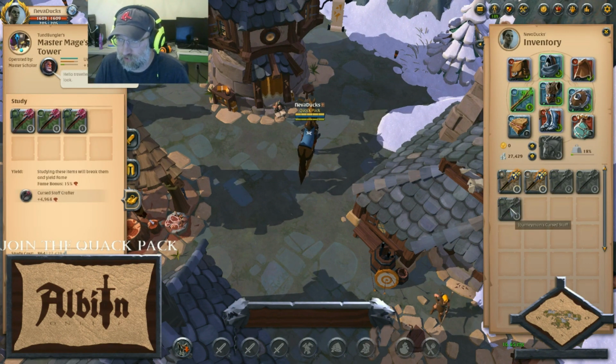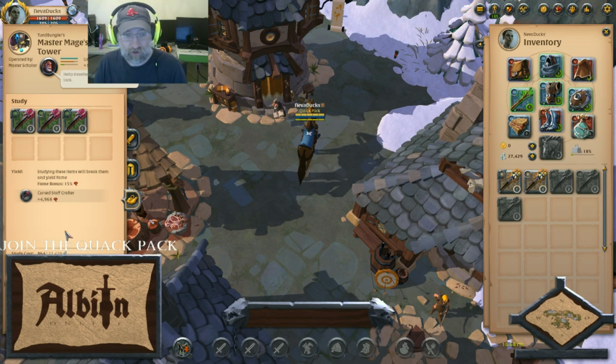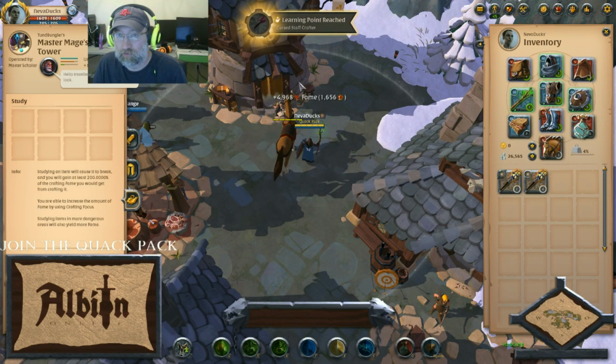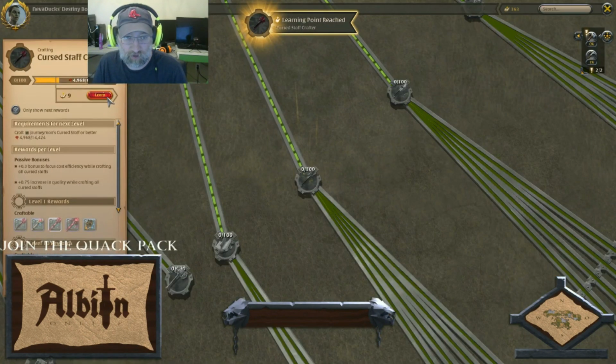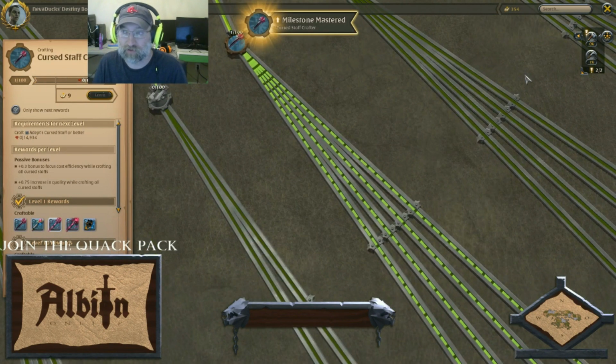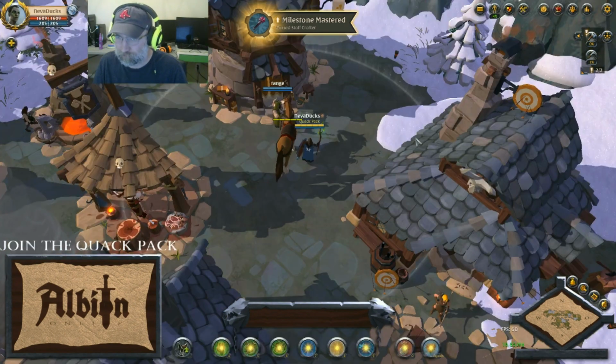So let's drop all these. It takes 9, 10, 11, 12 staffs to get 4,968. And that'll get us to tier 3. Bang. 9 learning points. I can now craft tier 3. It's that quick, it's that easy, it's that cheap.